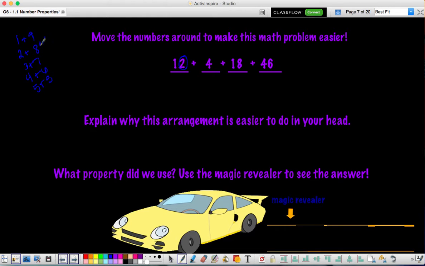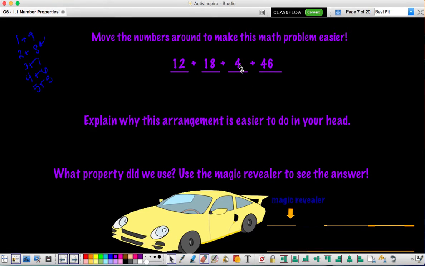I know I'm looking for an 8, and I have one right here. So what I want to do is put those two numbers together. To check to see if I can do that, I have to look: am I adding? And I am. All of this is addition. So I can actually just take this 18 and switch places with the 4.